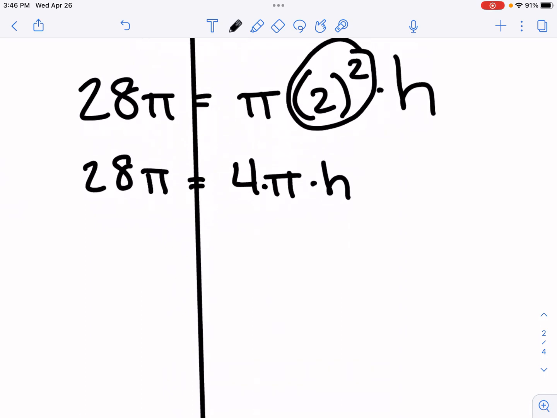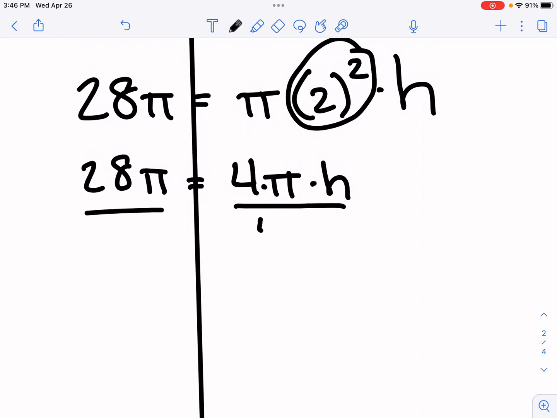They're all multiplying. And what's different about this is I'm going to have to move stuff away from our unknown value, which is our height. So I'm going to get rid of 4. Now 4 is multiplying, so I would have to divide both sides by 4.